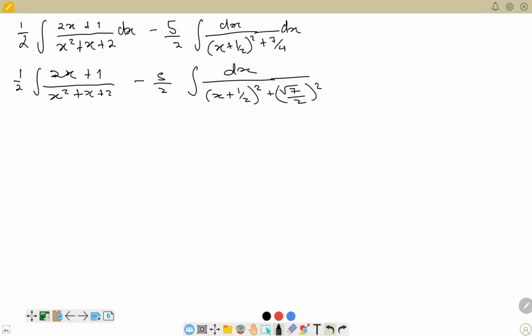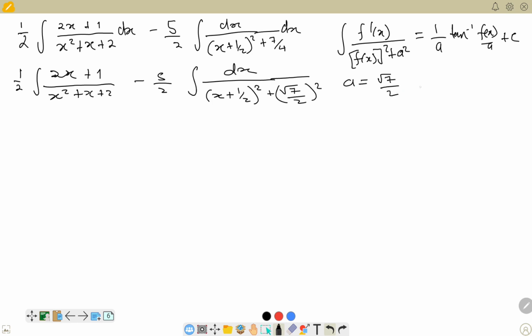So we can see that now here we can use arctan, because the formula for arctan is in this format: 1 over (f of x squared plus a squared), which is equal to 1 over a arctan of f of x over a, plus c. So we can see that now our a is actually square root of 7 over 2. Then our f of x is actually x plus 1 over 2.